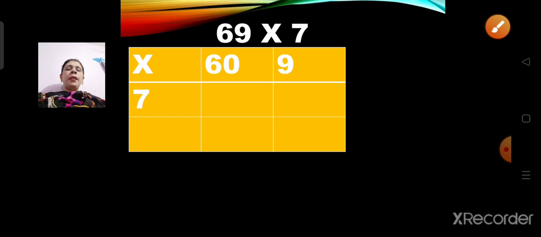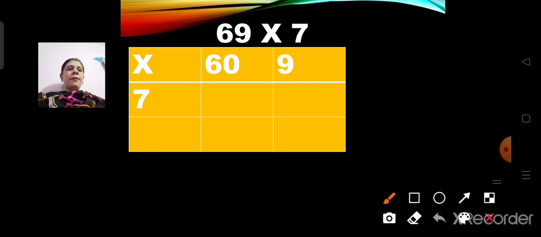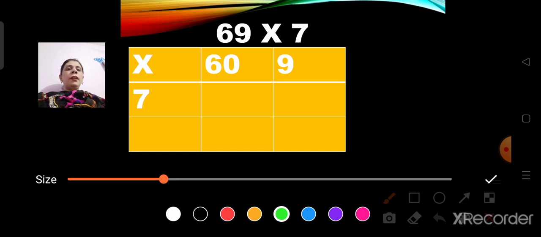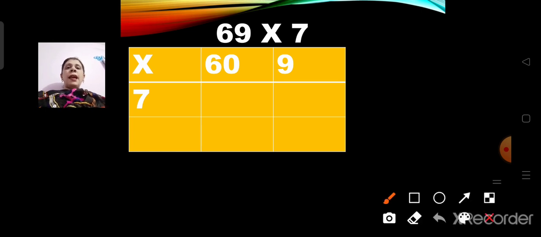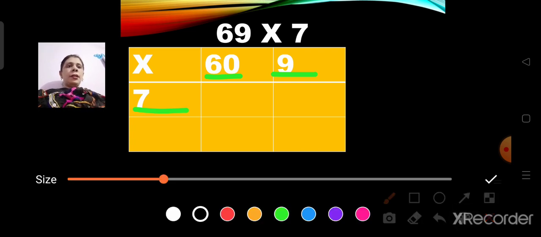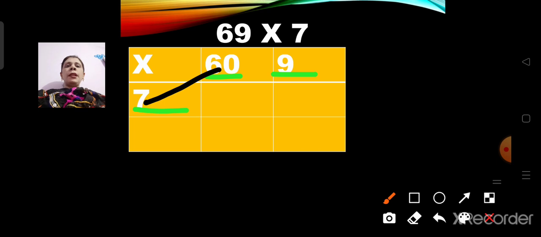Next. 69 multiplied by 7. Now here also, children, 69 I have split into 60 and 9, and 7. Let me change the color. Now we are going to multiply first 60 into 7. So we don't know the 60 table, so we will multiply first 6 7s are. 6 1s are 6, 6 2s are 12, 6 3s are 18, 6 4s are 24, 6 5s are 30, 6 6s are 36, 6 7s are 42.